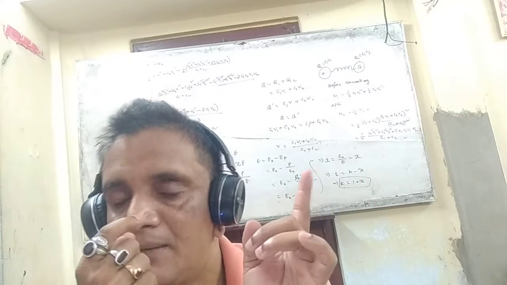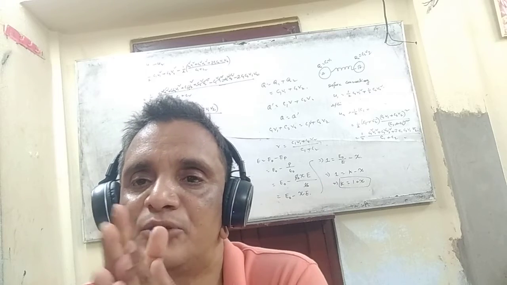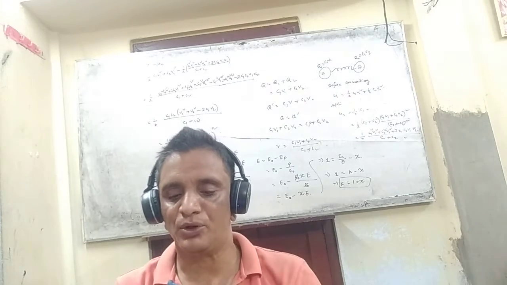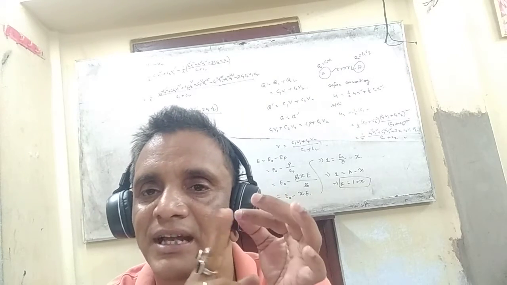Again, if a charge of 1 stat coulomb passes through a conductor in 1 second, then it is 1 stat ampere. If a charge of 1 ab coulomb passes through a conductor in 1 second, then we can term it as 1 ab ampere. So there are 3 units: one is ampere, next is stat ampere, and the third is ab ampere.